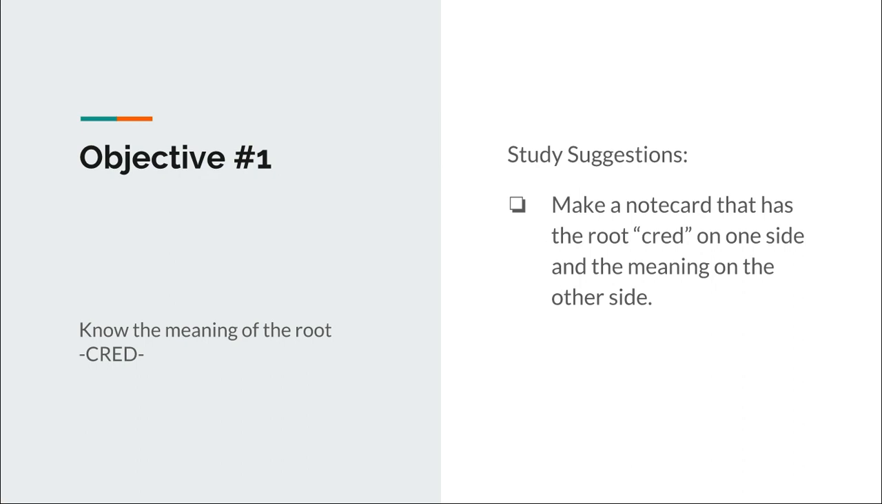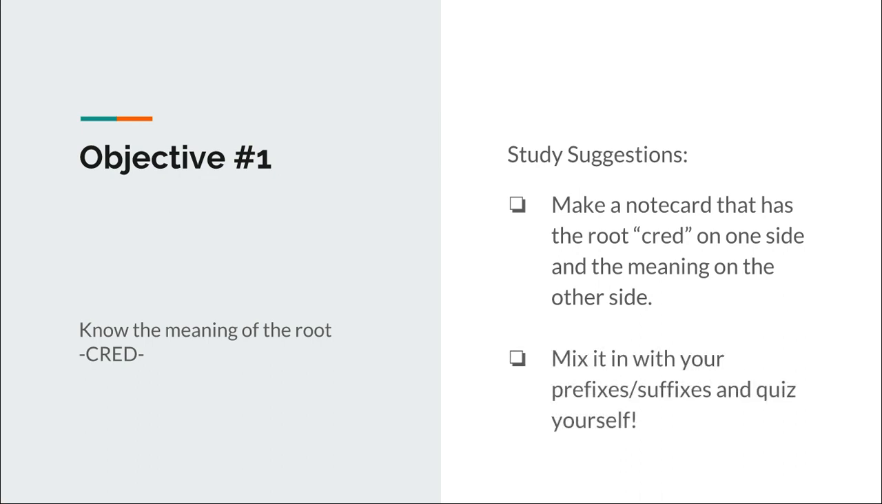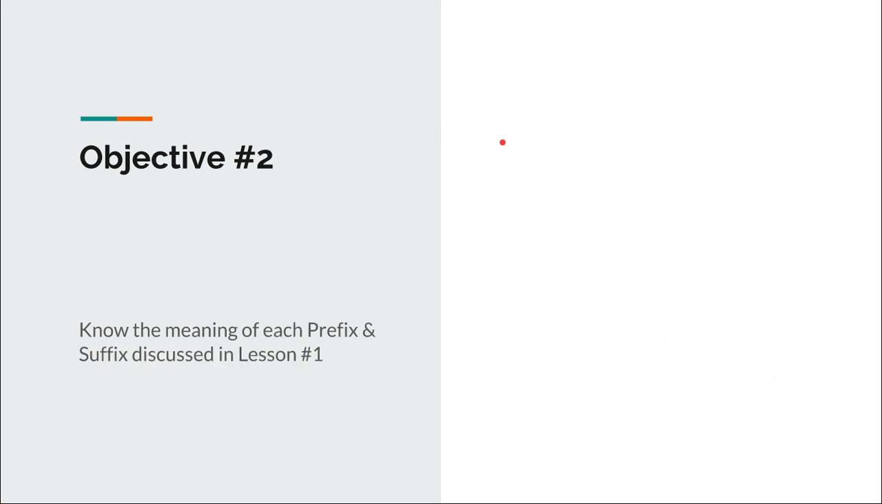All right, we've got blank note cards over on the shelf. Feel free to grab one and use it. All right, then mix it in with your prefixes and suffixes, which is what we're going to go over next, and then you'll quiz yourself. All right, yes, this is only one. All right, CRED means believe. Just remember that. But make yourself a card and quiz yourself on it anyway so you don't panic on the day of the test.